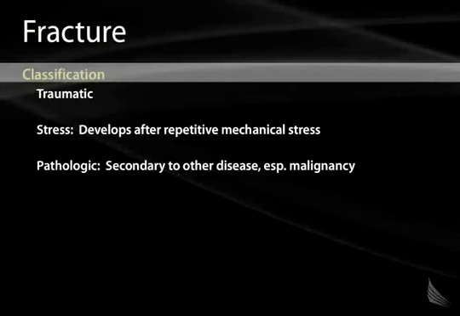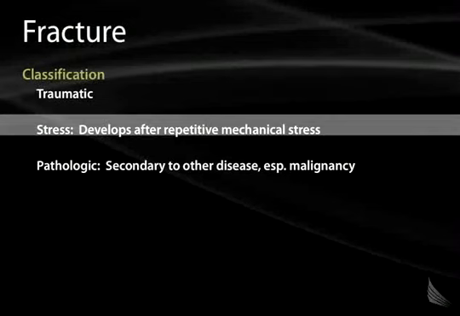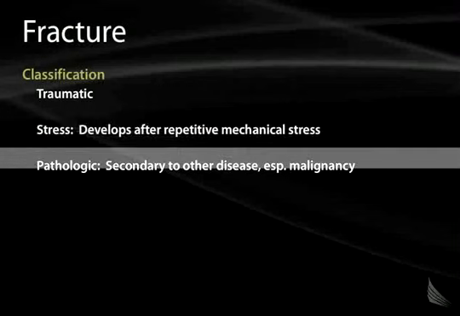Fractures can be broken down into a series of subtypes, including traumatic fractures, as one might expect seeing, say, in a patient from a car accident, stress fractures that one might see in athletes, which develop after repetitive mechanical stress to a particular bone, then pathologic fractures due to some sort of secondary etiology, usually metastatic disease.